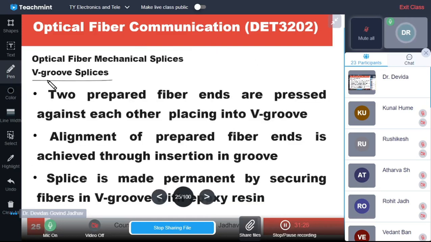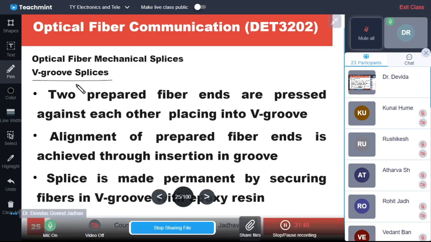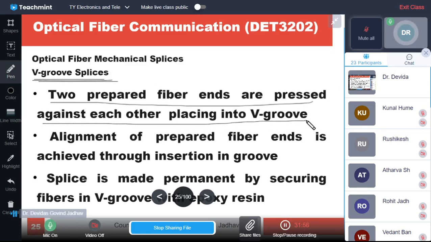Second is the V-groove splice. In our syllabus, two types of mechanical splices are there. There are a lot of mechanical splices, and if you are interested, you can go through them. But just to understand what a mechanical splice is, in our syllabus there are two types you have to study: one is the snug tube, and the second is the V-groove splice. So this is the second, the V-groove splice. The two prepared fiber ends are pressed against each other, placed into a V-groove. There is a V-groove.